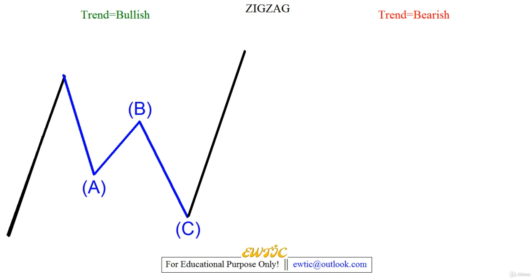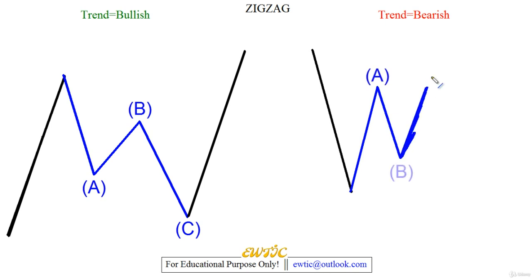Similarly, in the bearish market, when the market is going down like that, the direction of the zigzag is going to be upside like this. And after the completion of a zigzag, we can expect the trend to resume, and it should go to at least the levels where the zigzag started. So this blue line is our actual zigzag, right?